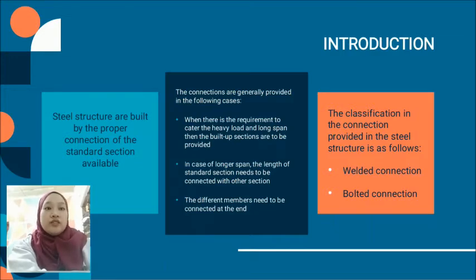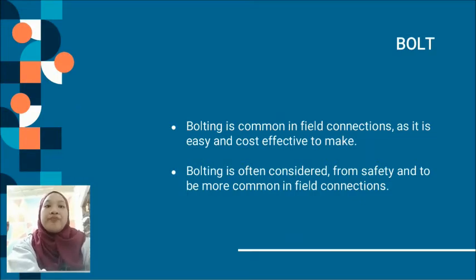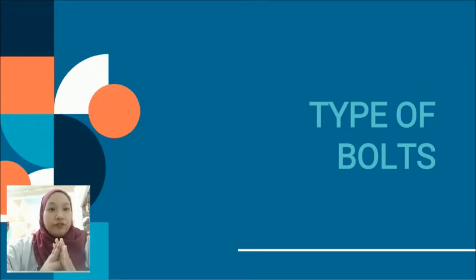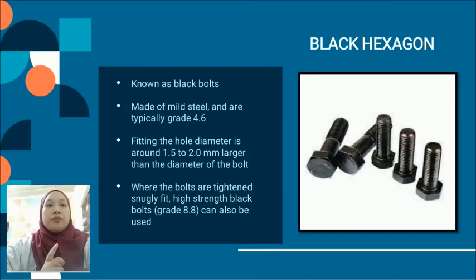There are two classifications of connection in steel as follows. One is welded connection and two is bolt connection. So, bolt connection. Bolting is a common in-fill connection as it is easy and cost effective to make. Bolting is often considered safer and is more common in field connections. There are two types of bolt. The first one is the black hexagon, known as a black bolt, made of mild steel and typically grade 4.6.